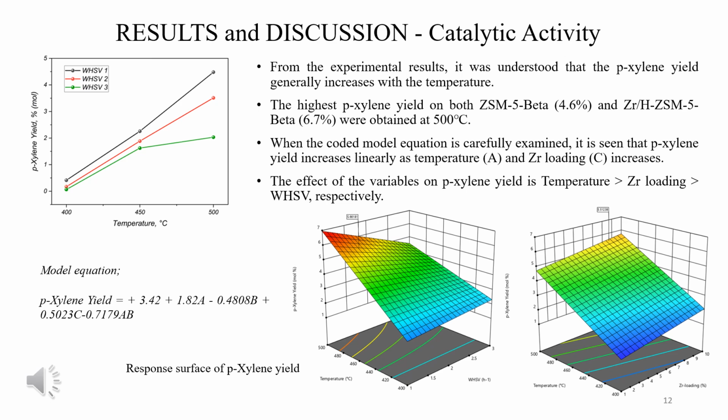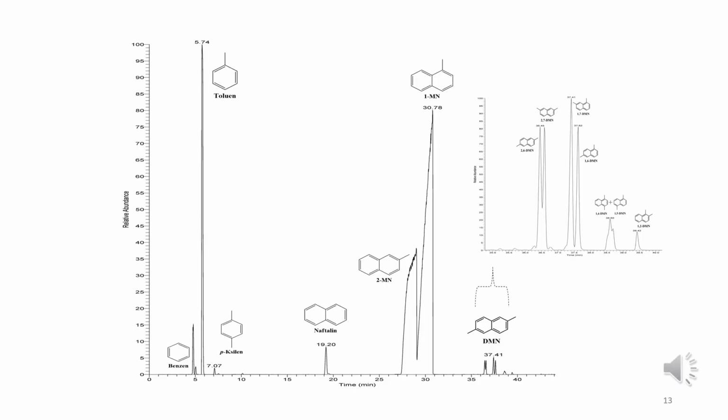Upon careful examination of the coded model equation given below, we observe a linear relationship between p-xylene yield and two key factors, that is, temperature and zirconium loading. It is important to note that the impact of variables on p-xylene yield follows this order. Firstly, temperature, then zirconium loading, and lastly, the space velocity. These insights into the factors influencing p-xylene production are crucial for optimizing the catalytic process. Here we present a GCMS chromatogram from the analysis of the reaction products.